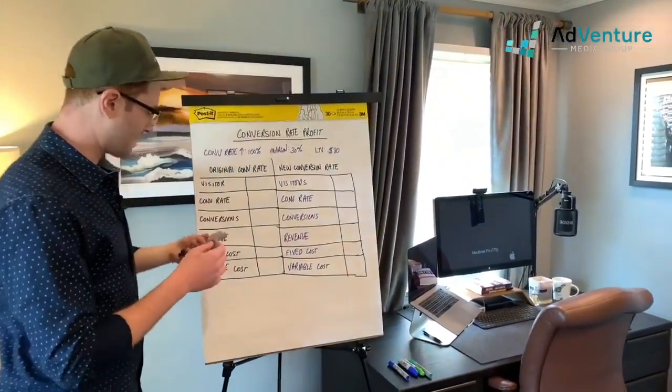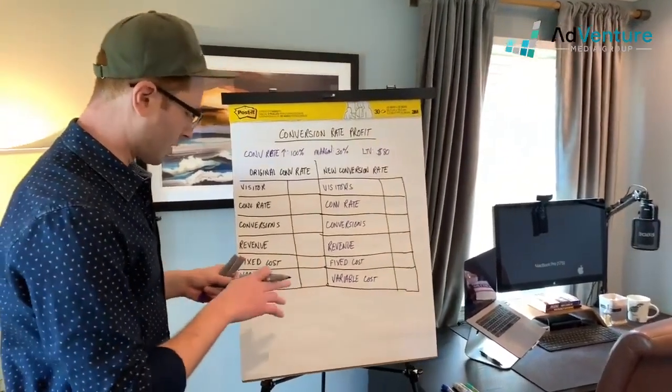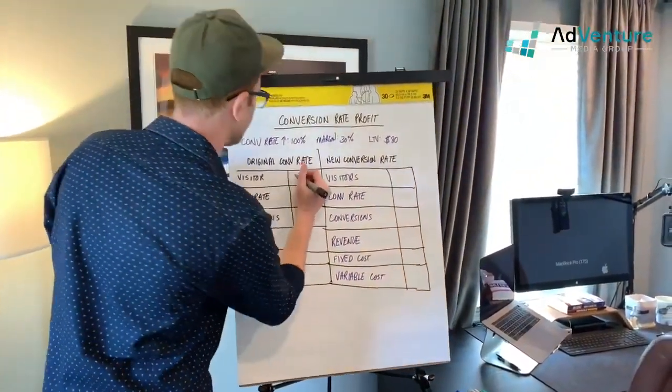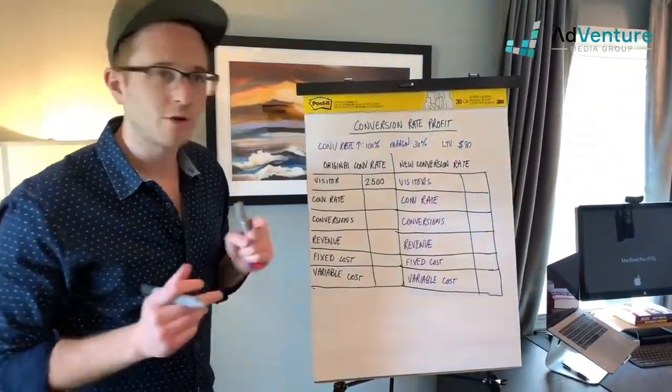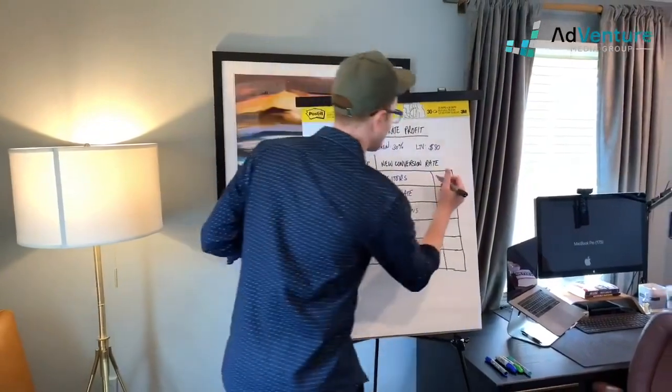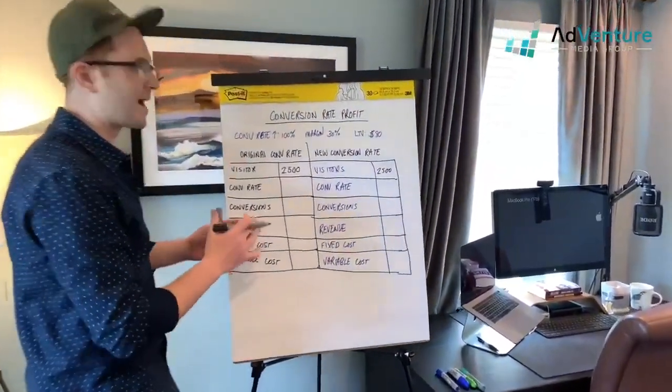So now let's put in some actual numbers here. Say we're going to make an example of 2,500 visitors. So you have 2,500 visitors, and the thing to really understand is visitors stay the same. Visitors stay the same in this example because we're not buying more clicks.